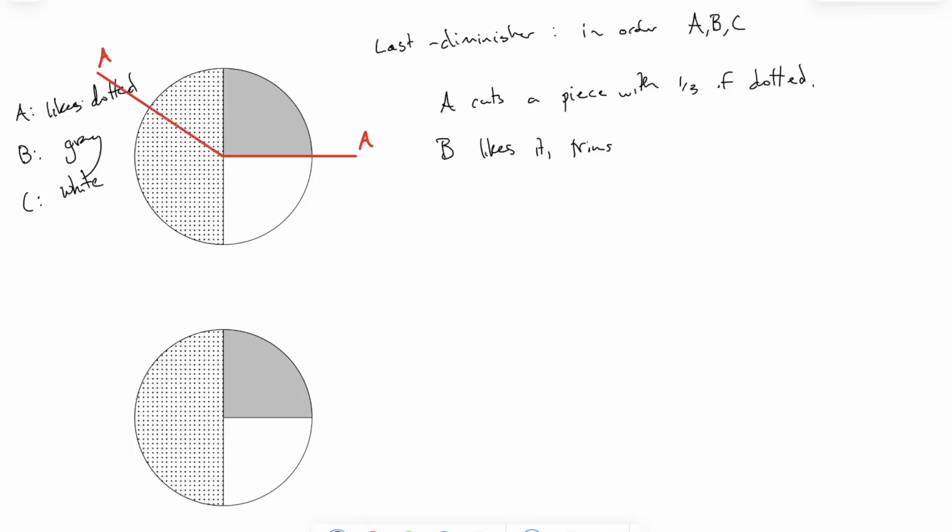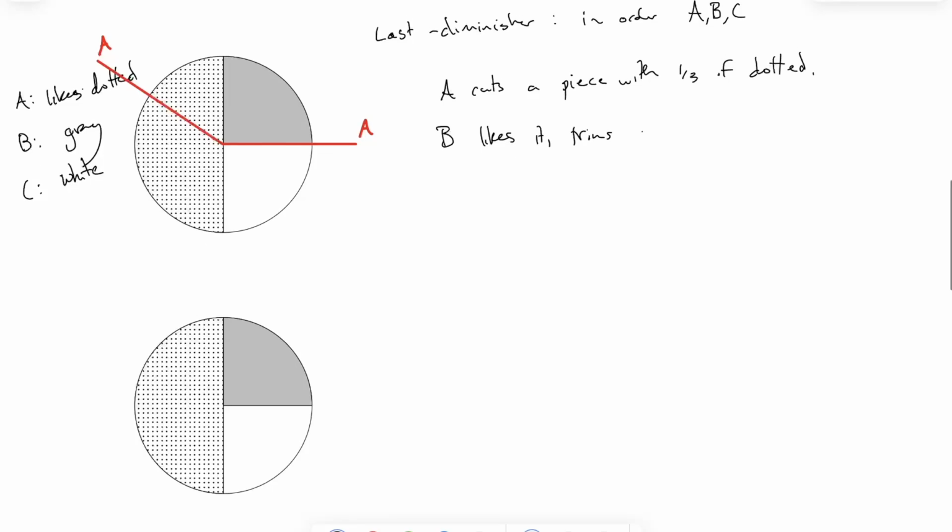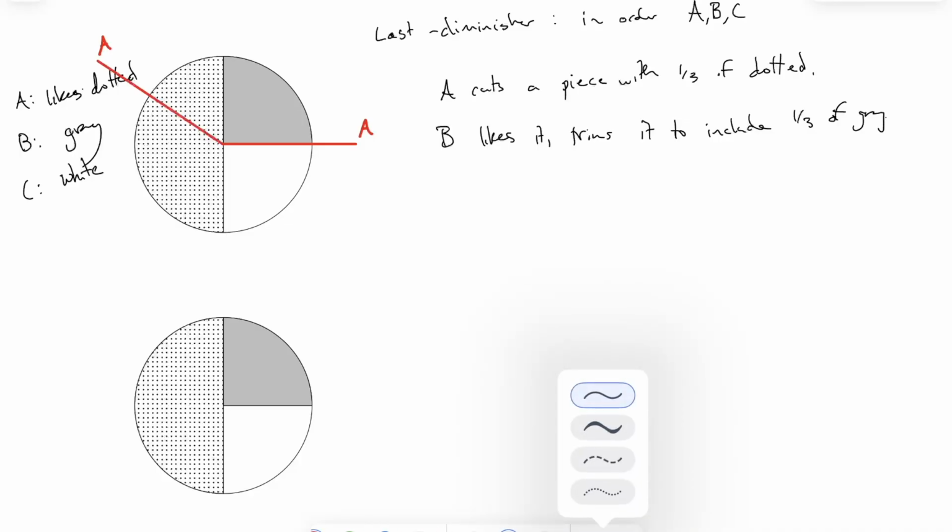Remember, the idea is you trim it down until it looks fair. Now, at this point, this actually looks way better than fair in B's opinion because it has all of the gray in it. So B likes it, trims it to include 1/3 of the gray. So how could that work? Let's say that B is going to sort of change it. I'll put this in a dotted line. I got dots. I might as well use them. How about like that? There.